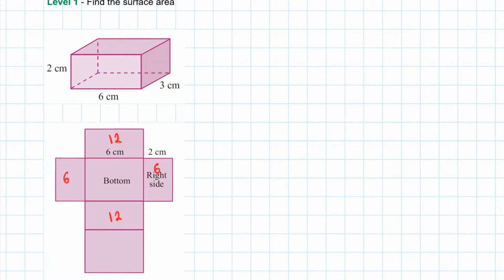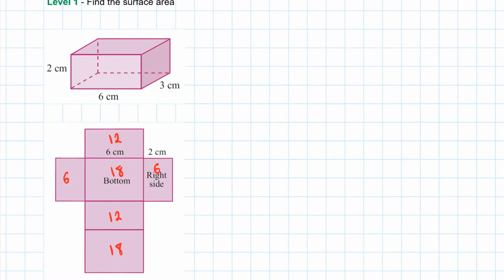Now if we think about the bottom, again, the bottom is a rectangle, they're all rectangles. The rectangle is 6 long and 3 wide, so a base of 6 and a height of 3. 6 multiplied by 3 gives us 18. So the bottom rectangle is 18, and of course the top is the same, so I'm going to write an 18 on this. That's the hard work done.